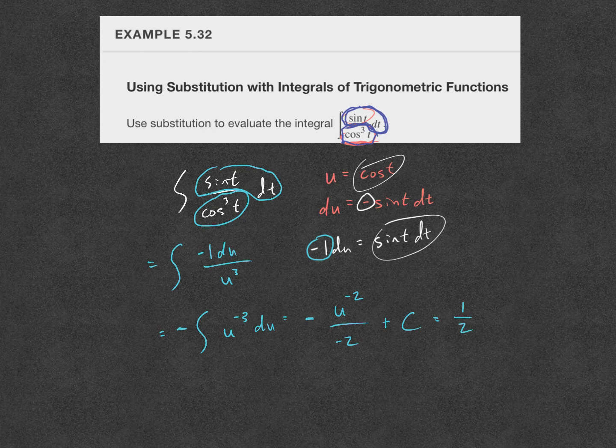1/2 times what was u equal to? Cosine t. So cosine t to the -2 plus c. That would be an acceptable way to write your answer. I'd be happy with that. Or 1/2 cosine squared t plus c. So it's cosine squared because it's in the denominator, right, the negative exponent. So it just drops down to the denominator with the 1/2.